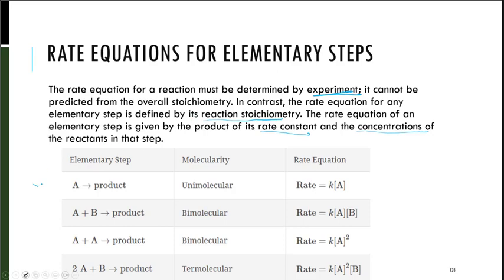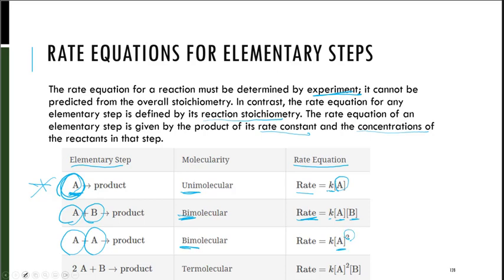Let's look at this one. Our first elementary step, let's say I just started with A to make my product. It's unimolecular because I only have one reactant here. To make my rate equation, I would say the rate is equal to K times the concentration of A. Let's look here. I have A and B for an elementary step colliding to make my product. So it's bimolecular. So I'm going to say my rate is equal to K times the concentration of A, concentration of B. Here I've got 2 A's bombarding. It's bimolecular, so I'm going to say that's concentration of A squared because there's 2 A's. 2A plus B, so that's a termolecular. 1, 2, 3. So I would say A squared times B.